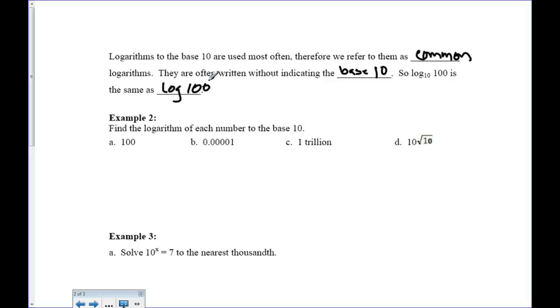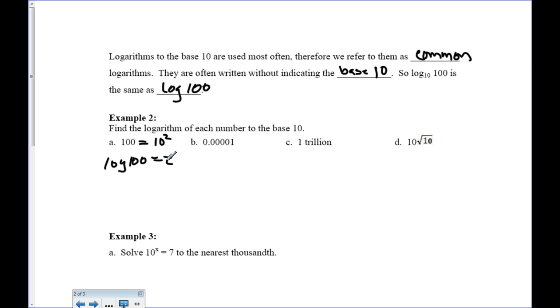So, I have a question. Find the logarithm of each number to the base 10. So what is this logarithm? 2. Yep. This is like saying 10 to the second. So log of 100 is equal to 2.